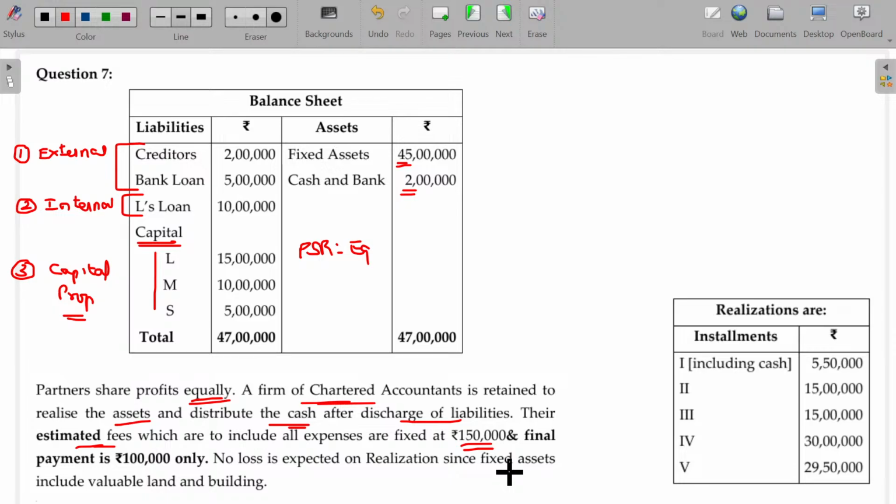If you are going to be appointed as a person to take this job, what will you do? The company is supposed to be closed, and the company is supposed to face the deficiency. If you are called for doing this job, what will you do? Will you get the fees at the last, or will you fix the fees in the very beginning itself?